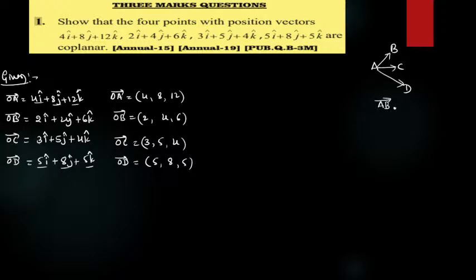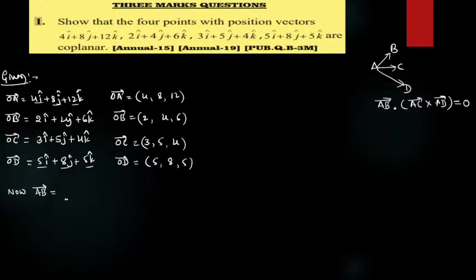That is first vector dot second vector cross third vector, that is AD. If you show that the scalar triple product of these three vectors is equal to 0, then all 4 points are coplanar. So my first job is to find the AB vector here. Now consider your AB vector.